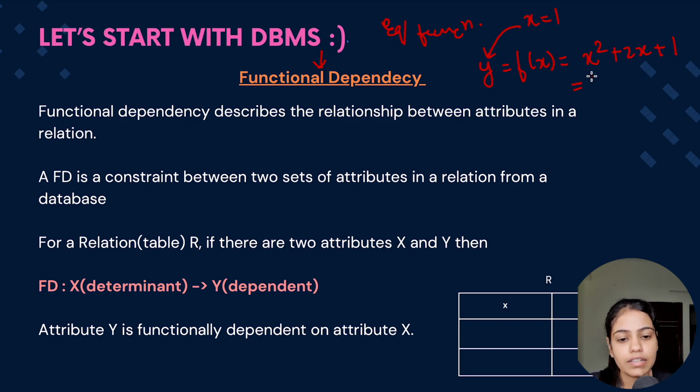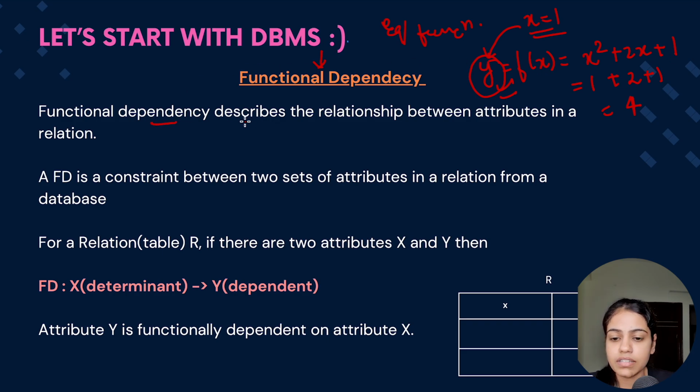So what I'll do, I'll just put the value of x here. So that would be 1 plus 2 plus 1, that is 4. So here, if I know the value of x, I can determine the value of y. So y is a function of x, so we can say that y is functionally dependent on x because whenever we know the value of x, we can find the value of y.